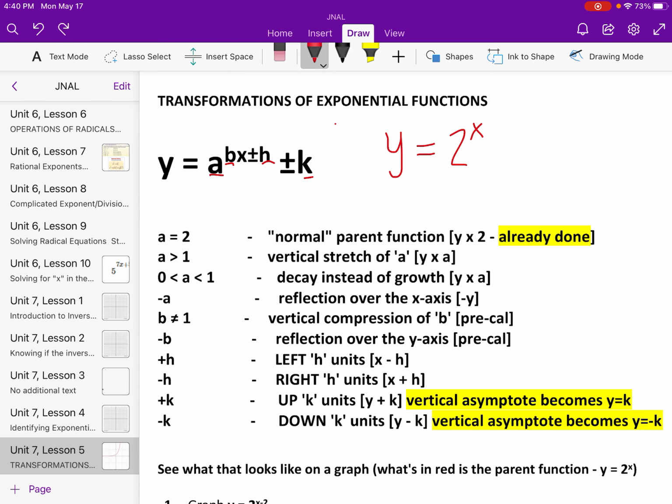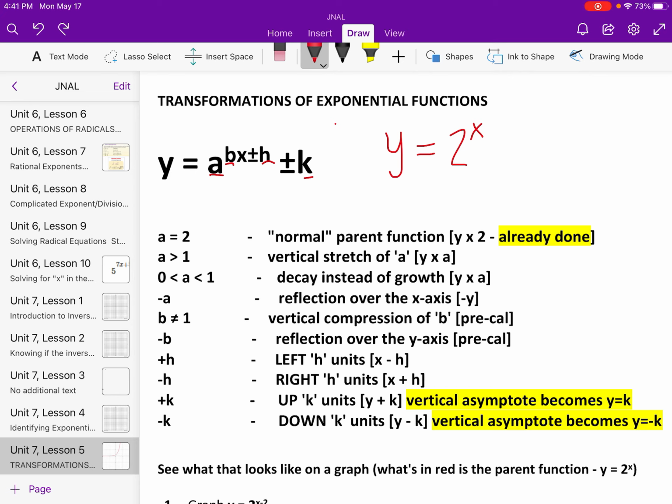So if A is greater than 1, which is the case for the parent function, then there's a vertical stretch of A. Basically, whatever A is, that's the vertical stretch. So there's automatically a vertical stretch with the parent function. In some terms, you could say exponential functions are a vertically stretched version of a linear function, if you want to say it that way.